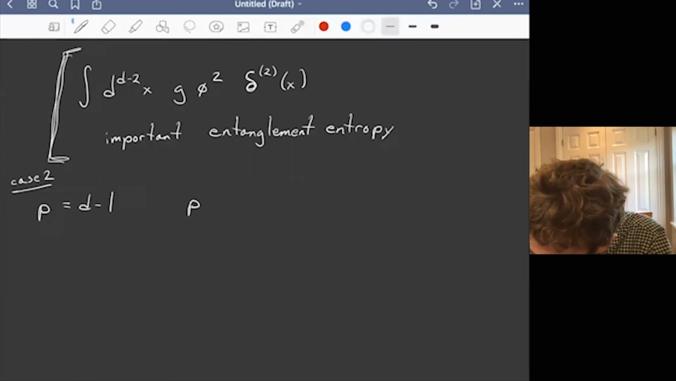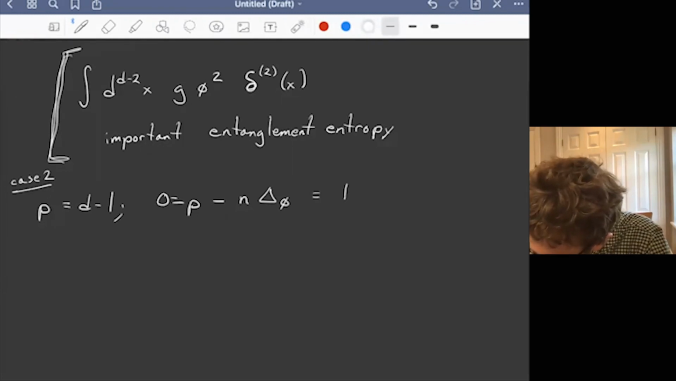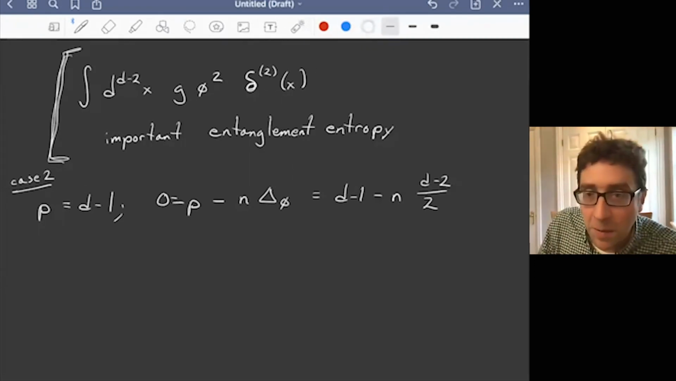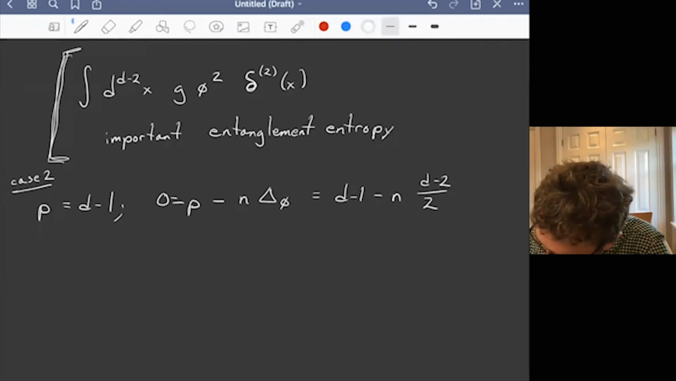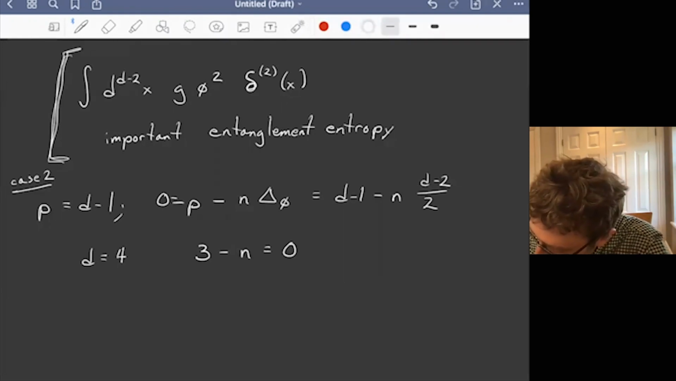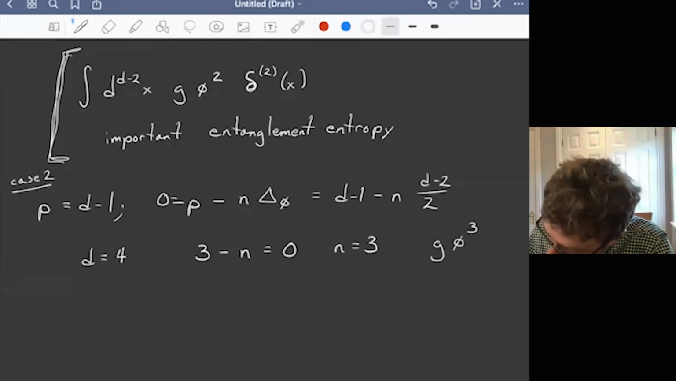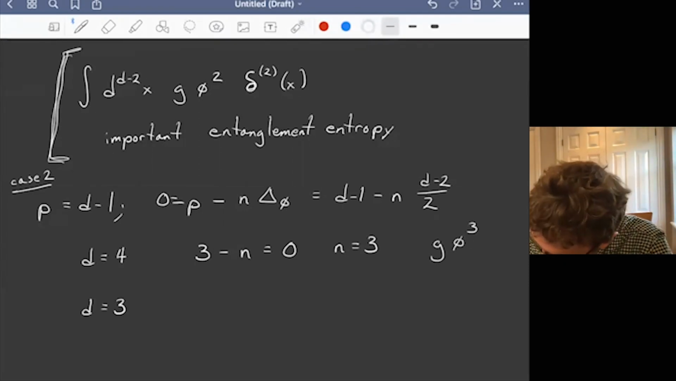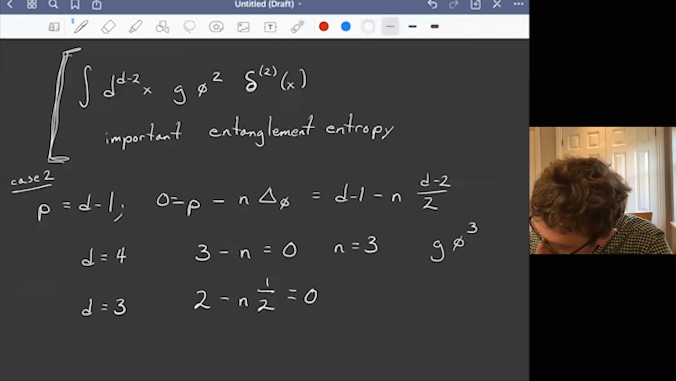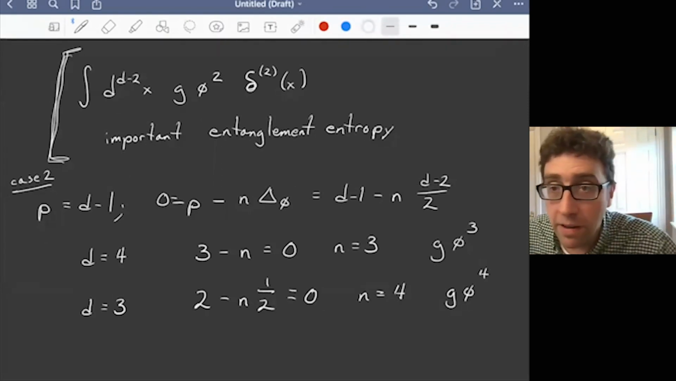So let's see, what do I have in this case? I've got p minus n delta phi is supposed to be 0. This is d minus 1 minus n (d minus 2) over 2. So in this case, the different dimensions are going to work out a little bit differently. So we could look at them maybe case by case. Let's look at, say, d equals 4. So now I have 3 minus n is 0. So I've got n equals 3. So there's going to be some boundary interaction which looks like g phi cubed, which at least will be classically marginal. Or I could look at d equals 3. In this case, I've got 2 minus n, and then the scaling dimension is now a half. That's supposed to be 0. So I learn that n equals 4. And so there'll be some boundary interaction of the form g phi to the 4th.